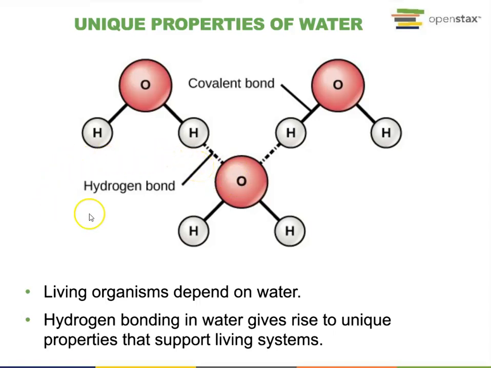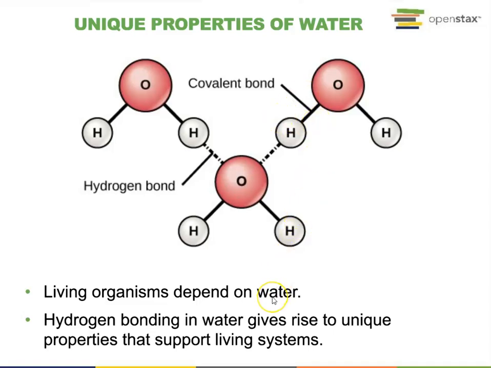The formation of a hydrogen bond is due to the slightly negatively charged oxygen atom and its attraction to a slightly positively charged hydrogen atom. So hydrogen bonds only exist between molecules. Then covalent bonds exist within the water molecules.